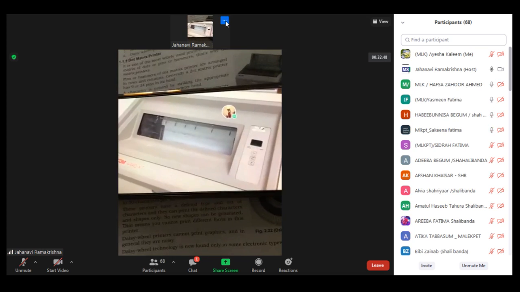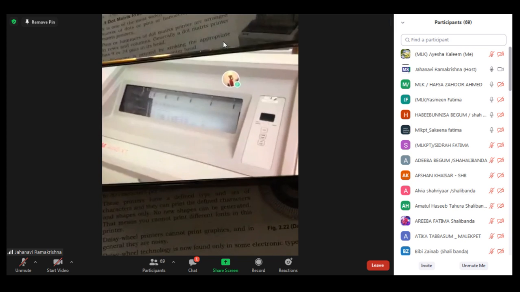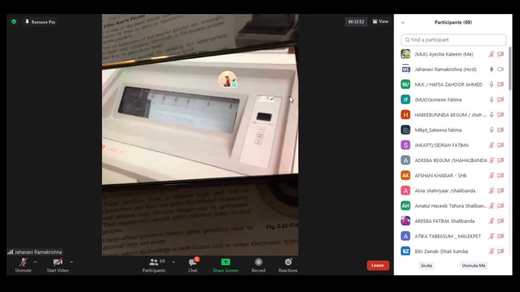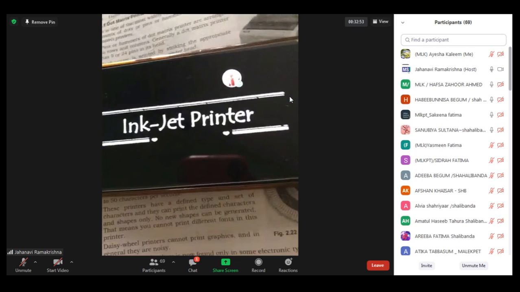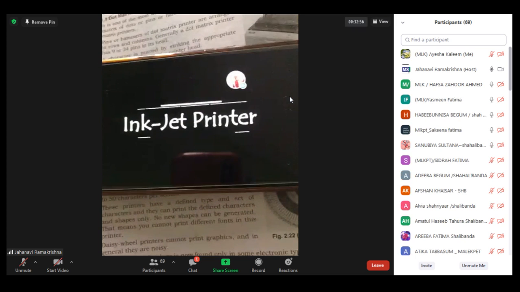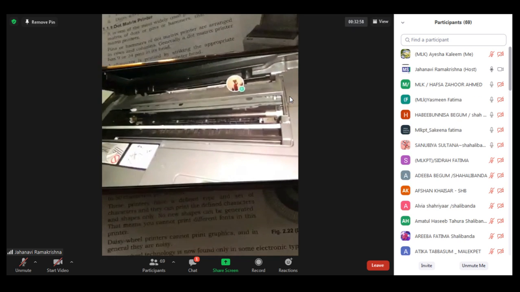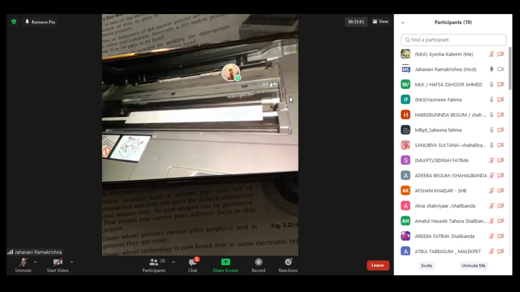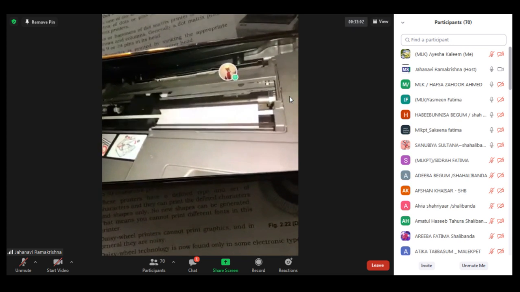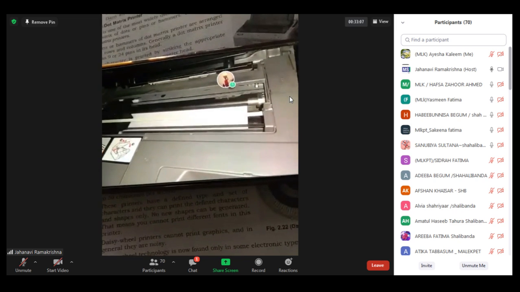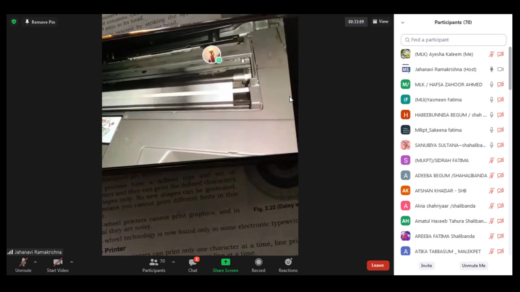Yes, the line printer. See how it is going on automatically. See the speed, how they are going on. Then the inkjet printer. These are non-impact printers. You could see how they are going. See the speed. The last one is the laser printer, a page printer.